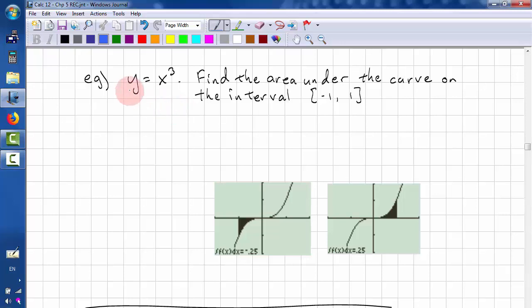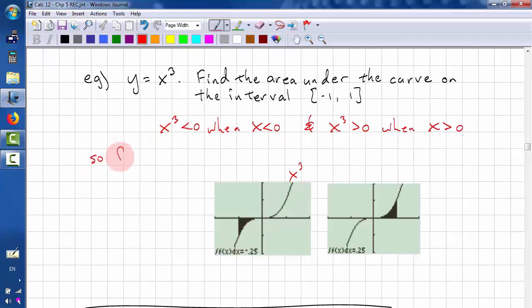Okay, let's look at an example. Y equals x cubed. Find the area under the curve on the closed interval -1 to 1. So x cubed is less than 0 when x is less than 0, and x cubed is greater than 0 when x is greater than 0. Okay, so if we just look at this, this is x cubed. It's greater than 0 here. It's less than 0 here. So we have a partition.